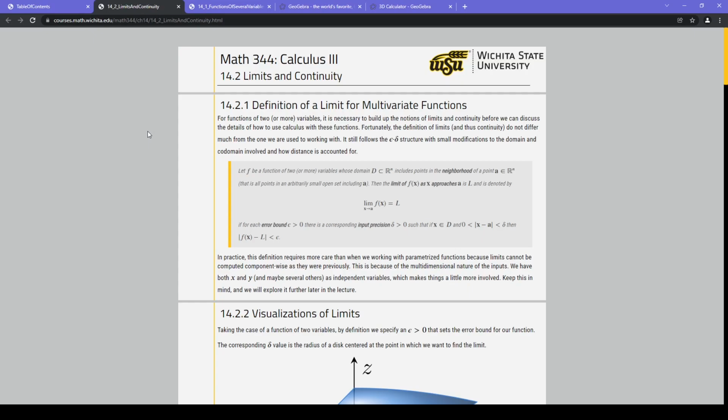So 14.2 is about limits and continuity. There isn't really going to be any surprises here, except we have to be a little bit more careful due to the fact that we're talking about a multivariate function instead of just a space curve.